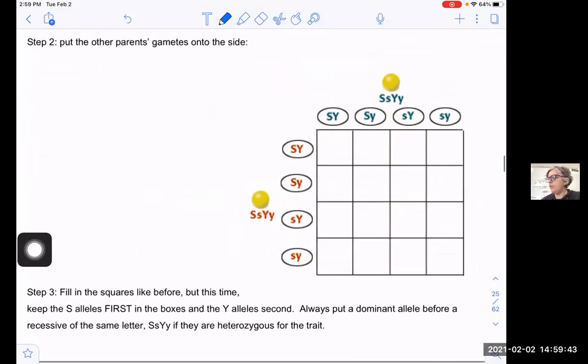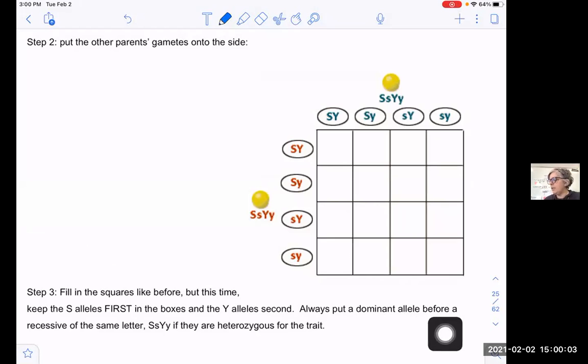And now we fill this in just like we did before. But this time we're going to keep our S's together. Okay, so always write your 2 S's first and then your 2 Y's second. And we still always put a dominant allele before a recessive allele, but this is of the same letter. Okay, so we still keep the S's together first and the Y's second. But we still keep a recessive behind a dominant for the same letter.